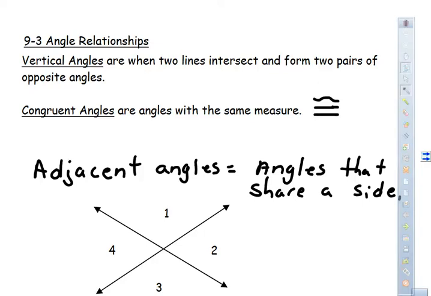We are on 9-3, angle relationships, and what I want you to do at this point is go ahead and hit pause and copy down this information, so go ahead and do that.